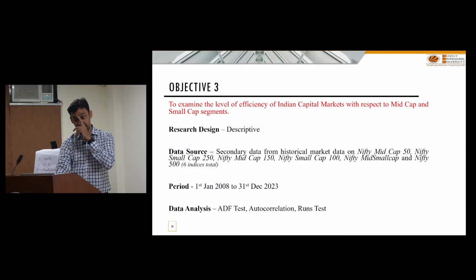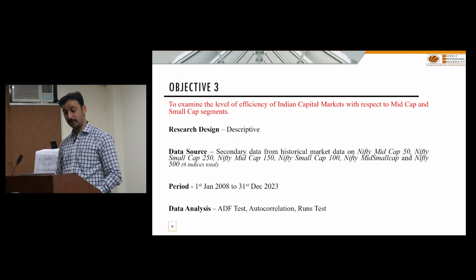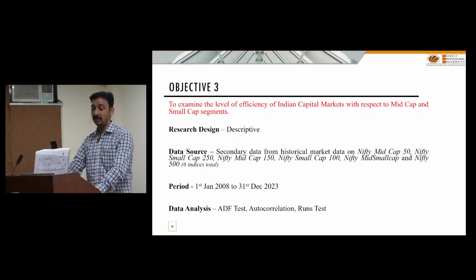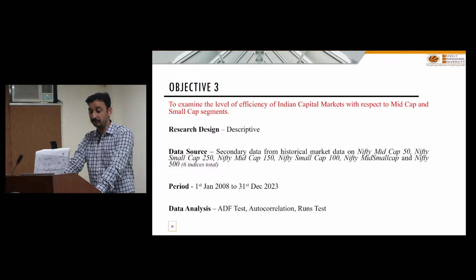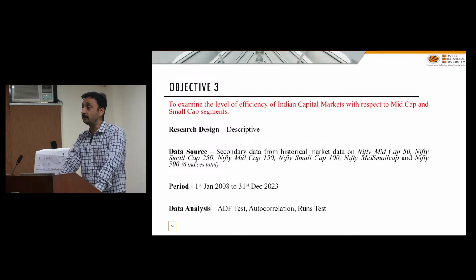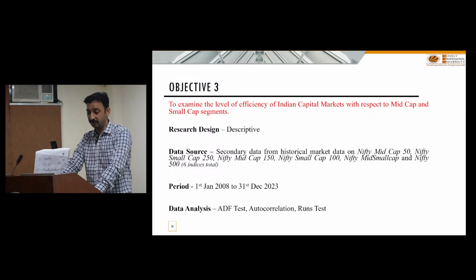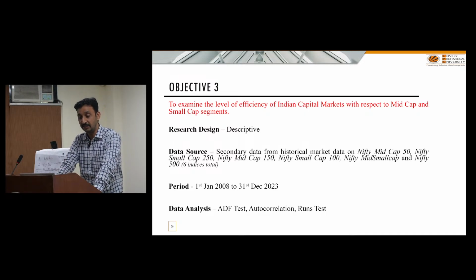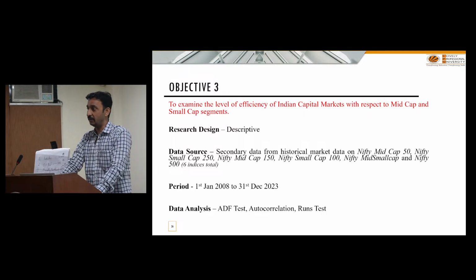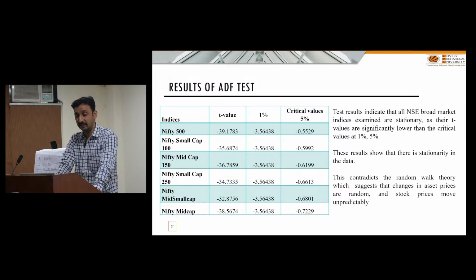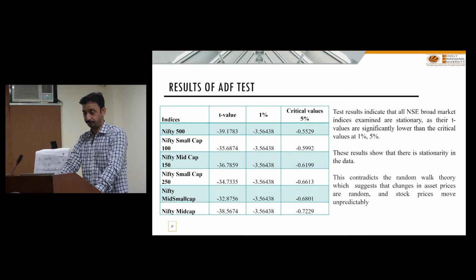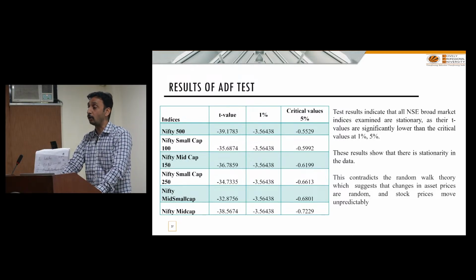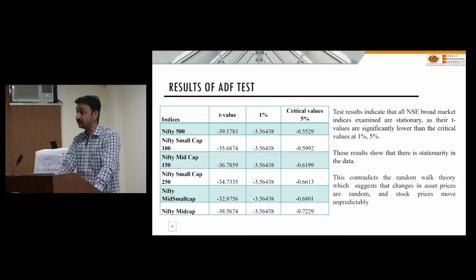Now my objective 3, to examine the level of efficiency of the Indian capital market with respect to mid-cap and small cap segment. This is descriptive. As I said, the data source is secondary data. I have taken 6 indices and the period is from 1st Jan 2008 to 31st December 2023. For this, we have applied the ADF test, autocorrelation and run test. You can see the t-value and the critical values at 1% and 5%. The t-value is much lower than the critical value at 1% and 5%, which means this contradicts the random walk theory. Stationarity in the data is not random.